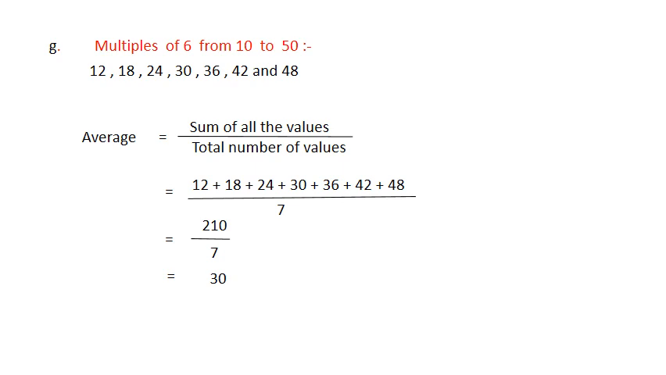So the final answer you will write down: average of 12, 18, 24, 30, 36, 42 and 48 is 30, or you can write down average of multiples of 6 from 10 to 50 is 30. You can write the answer this way also. Come to the next one.